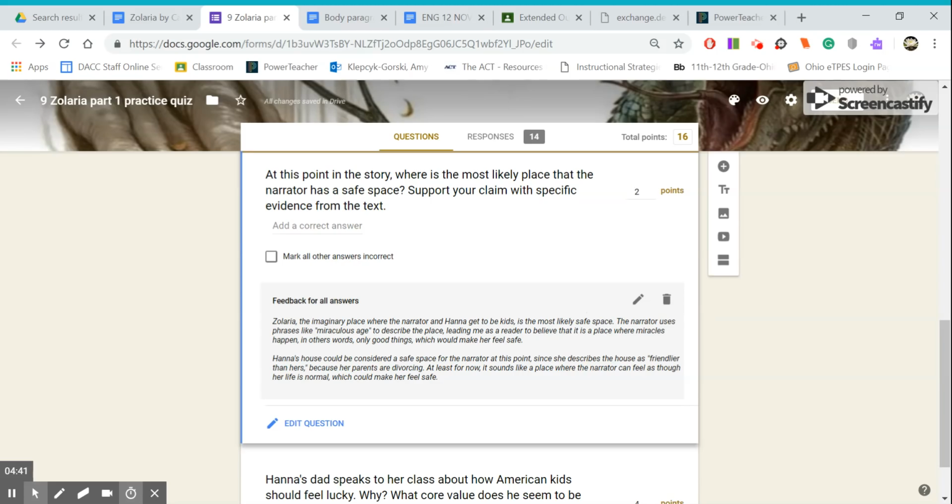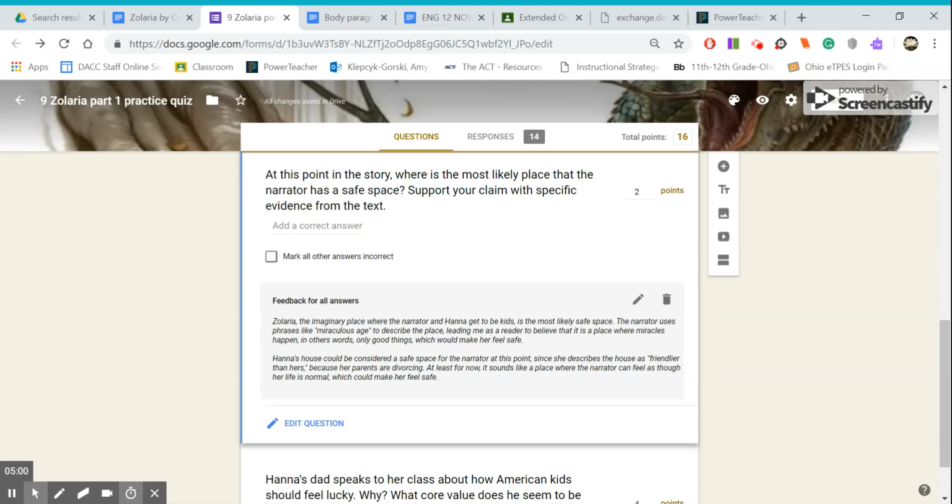Evidence, well, the narrator uses phrases like miraculous age to describe the place. Leading me as a reader to believe that it's a place where miracles happen. In other words, only good things, which would make her feel safe. So here's the place. Here's how it's described. Here's how it could make her feel.